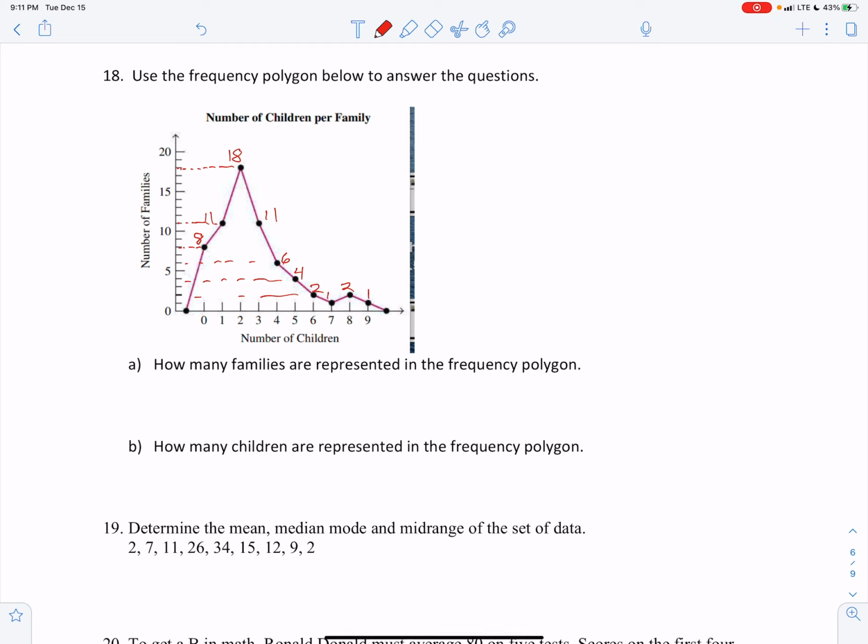So the heights of the points on the graph correspond to the number of families. So I just need to add the 8 plus 11 plus 18 plus 11 plus 6 plus 4 plus 2 plus 1 plus 2 plus 1. So I get a total of 64 families.